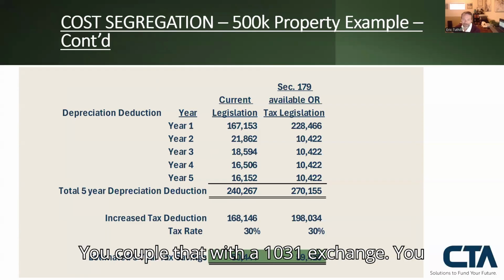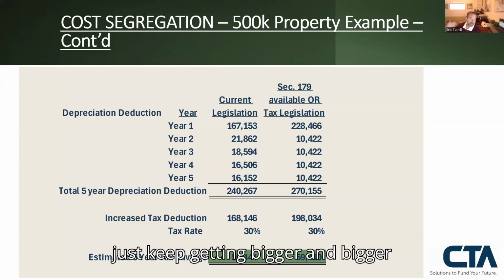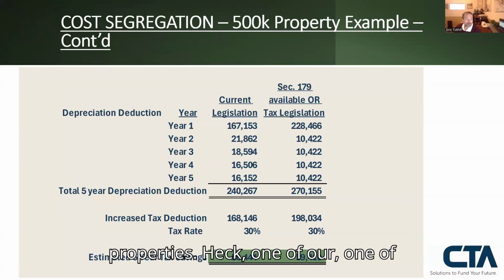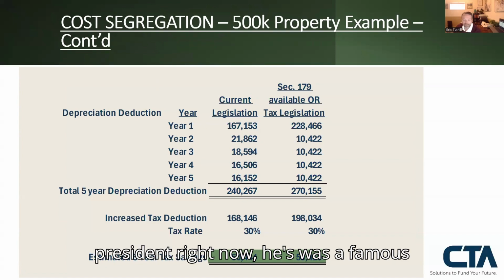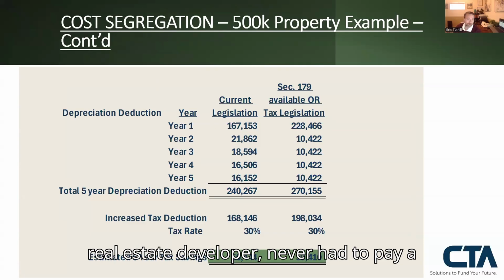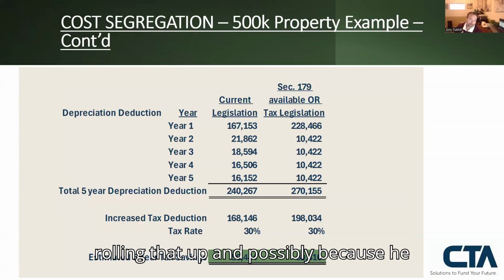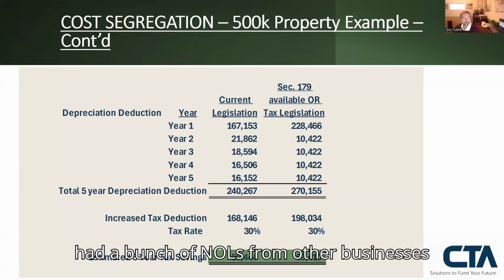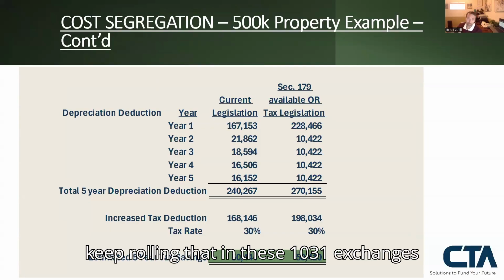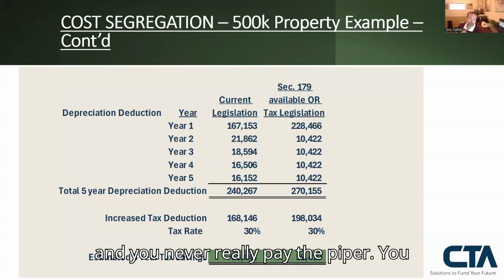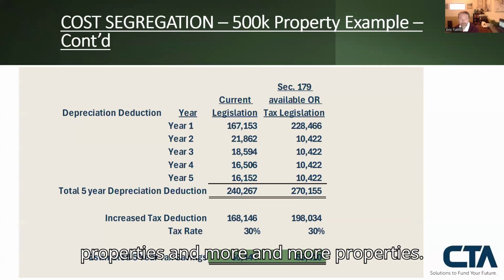And like I said, you couple that with a 1031 exchange, you couple it as you go on, and you just keep getting bigger and bigger properties. Heck, I guess our president right now was a famous real estate developer who never had to pay a lot of money in taxes because he kept rolling that up, and possibly because he had a bunch of NOLs from other businesses and things like that. But that's the overall real estate strategy: you keep rolling that in these 1031 exchanges and you never really pay the piper. You just take out more loans to finance bigger and bigger properties and more properties.